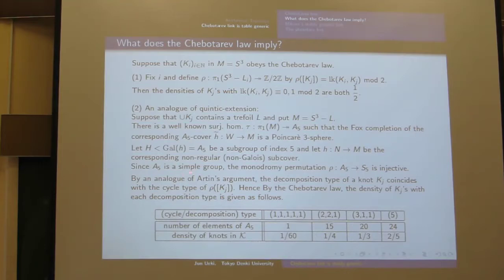Since A5 is a simple group, the monodromy representation is injective. We have an analog of Artin's very old algorithm. The decomposition type of knots is the cycle type of the image. And by the Chebotarev law, the density of knots with each decomposition type is given. This is an analog of a very famous example of the Chebotarev phenomenon in a textbook of number theory.